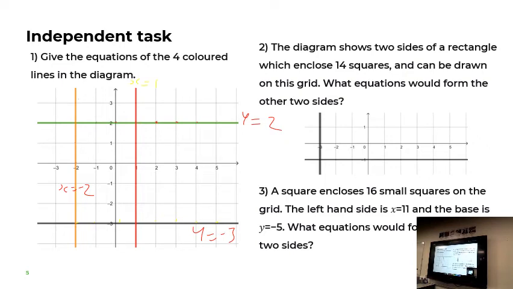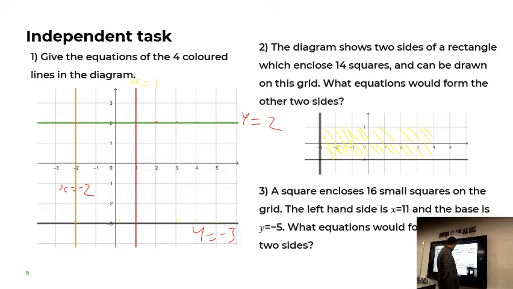For question 2, the diagram shows two sides of a triangle which enclose 14 squares. It can be drawn onto this grid. What equations would form the other two sides? Okay, so we want to get our 14 squares. So here, just do a bit of shading. So here this would be 7. 1, 2, 3, 4, 5, 6, 7. Here it would be 7.